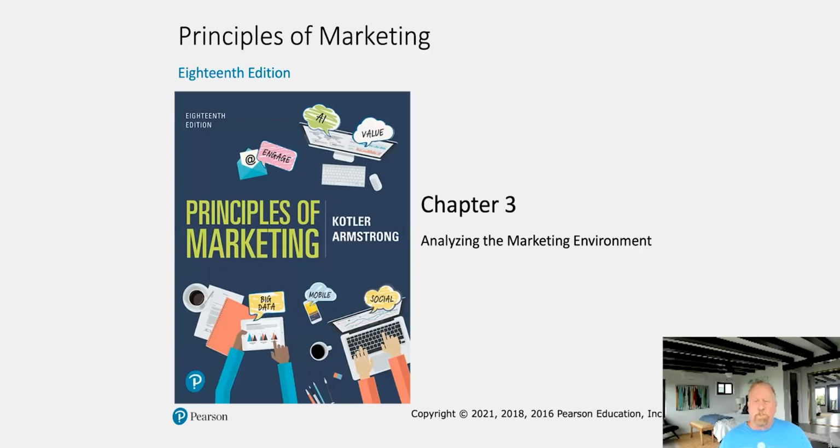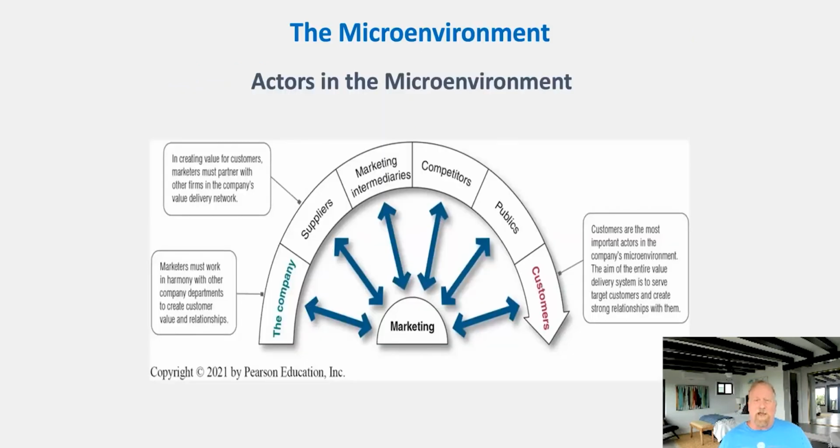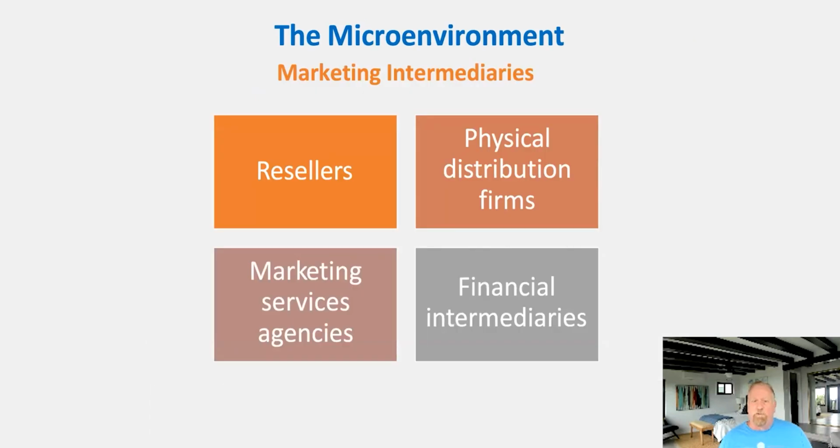As far as chapter 3, this is analyzing the marketing environment. I want you to look at actors in the marketing environment. What are the actors in the environment? I described each of these in the microenvironment. Who are these intermediaries and what are the roles of intermediaries? I might want you to know some examples. I've provided an example of this.